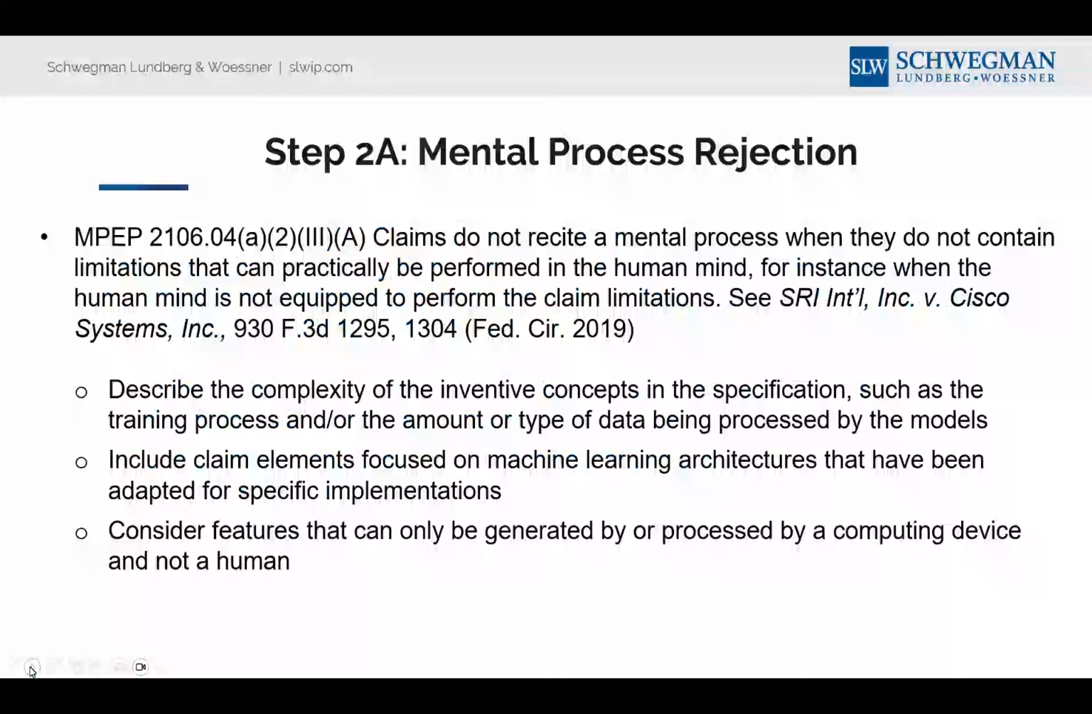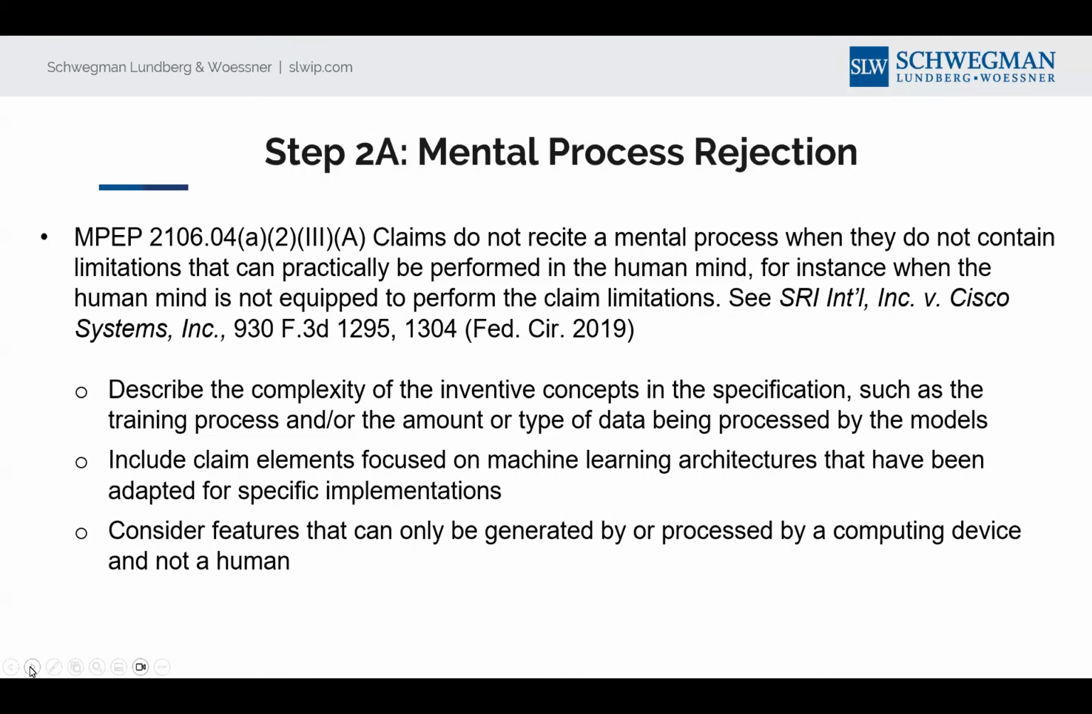Next slide, please. So in the mental process rejection, where you can just sort of think of it, the examiner or a litigant says you can only think of it in your mind. It's really helpful to include in the specification the complexity and the richness of the technology and the machine learning architecture, and see that this is complex. This isn't simple. This isn't easy. It's not something that just anybody can do, and you certainly cannot do it in your mind.